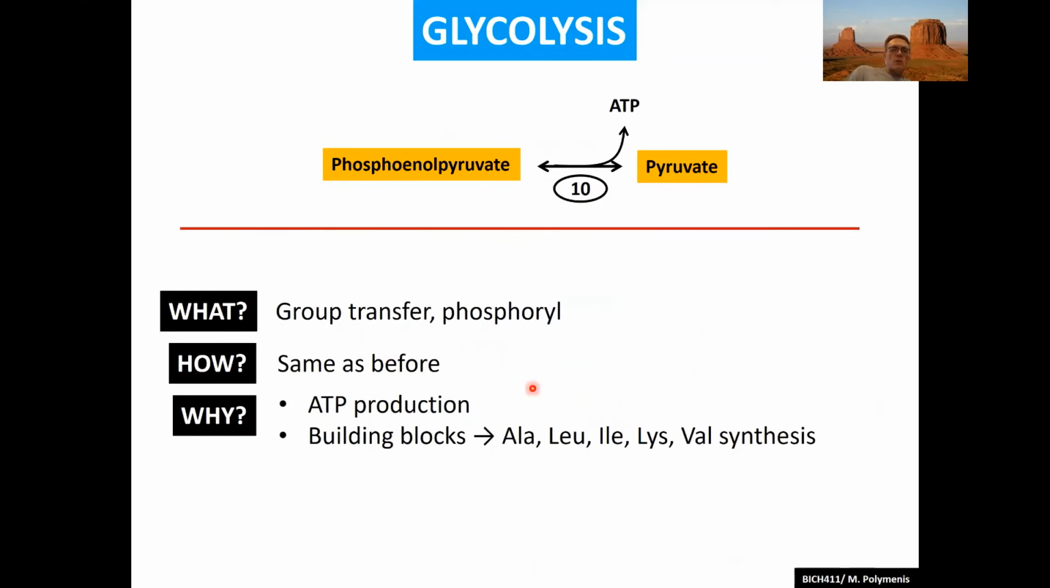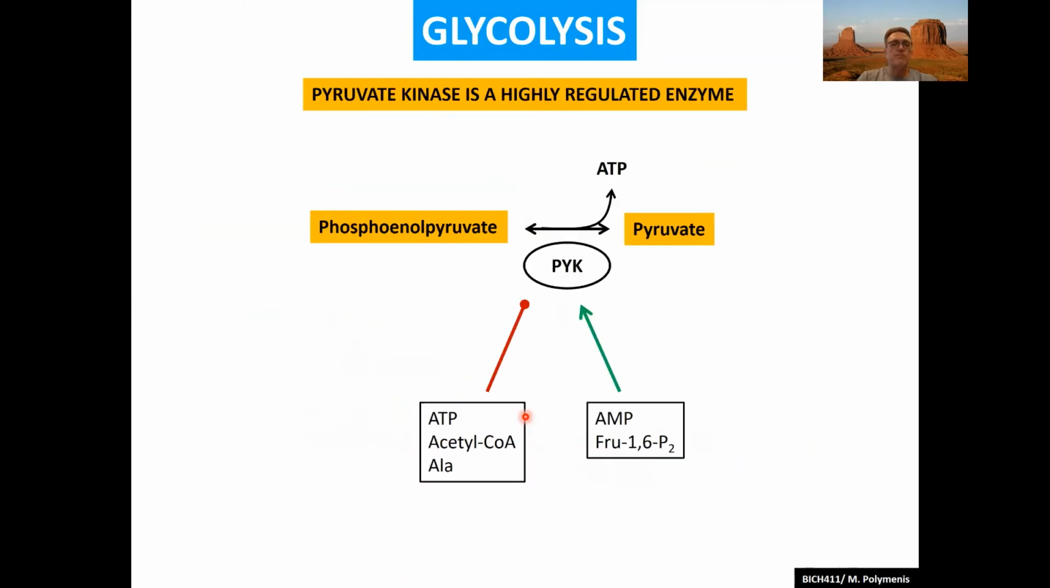So it's the same mechanism as we have seen before. It's a group transfer, phosphoryl transfer, same as before, the mechanism, how it happens, and why. Like the previous enzymes that we have seen in the lower part of glycolysis, you make ATP, of course, but also that too, as it turns out, is a building block. Pyruvate is a building block for a variety of amino acids: alanine, leucine, isoleucine, lysine, and valine, as we will see at the end of the class when we talk about biosynthesis. Fitting, again, with the general theme of what glycolysis is there for.